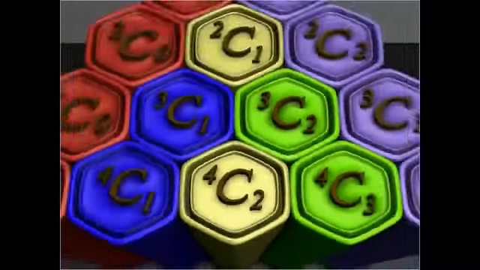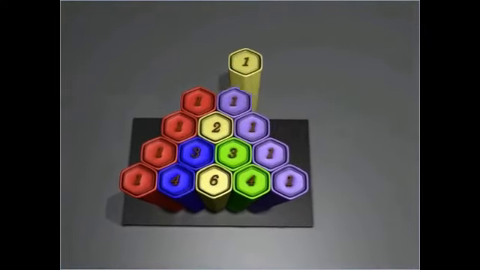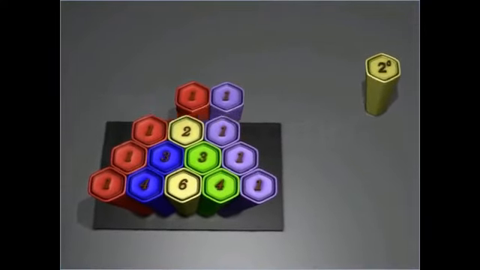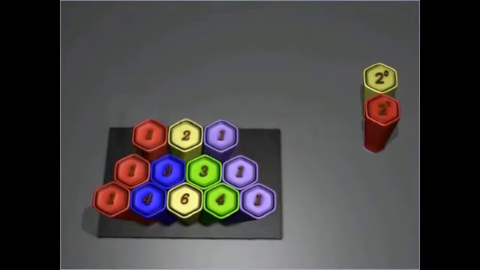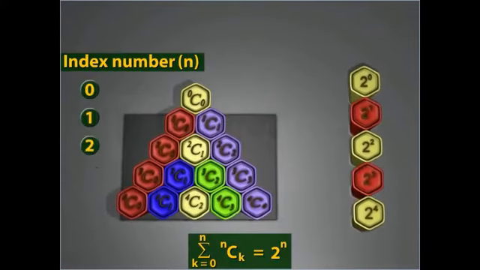Now, look at the sum of binomial coefficients in each row of Pascal's triangle. They can be represented as 2 raised to the power of the corresponding index number. This helps us to arrive at the result, which states that the sum of binomial coefficients in a binomial expansion is given by 2 raised to the power n, where n is a non-negative integer.